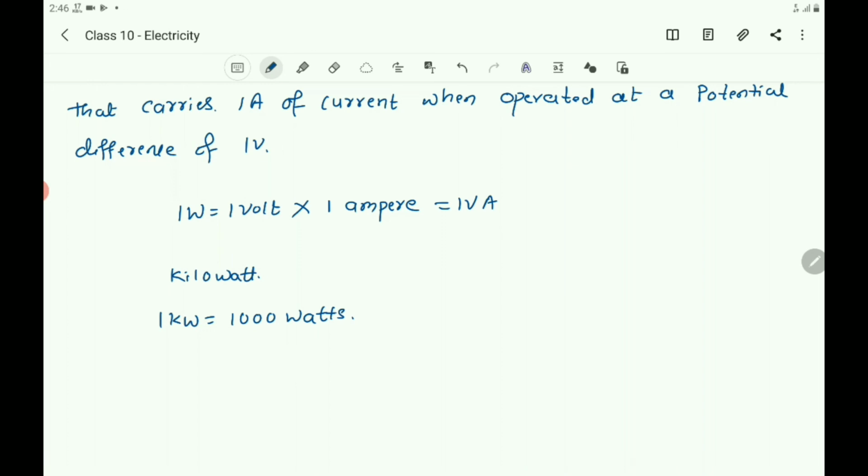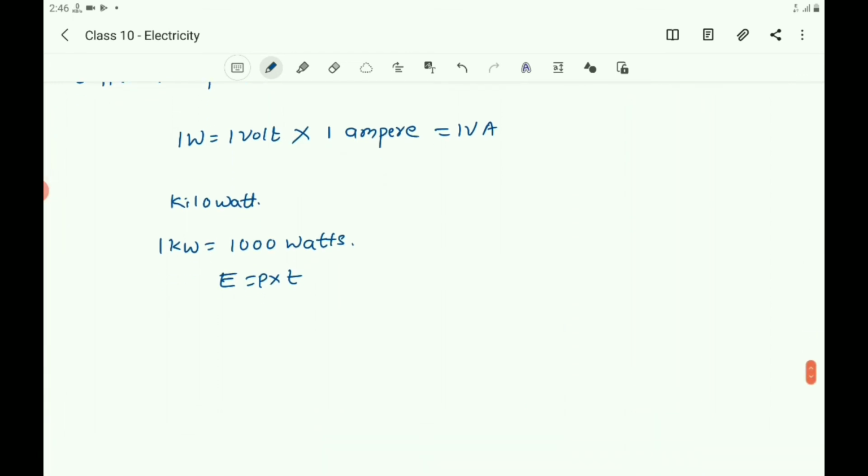Since electrical energy is the product of power and time, you know that E equals P into T. Electrical energy is the product of power and time. The unit of electrical energy is watt hour. Here power is in watt and time is in hour. So what is the unit of electric energy?